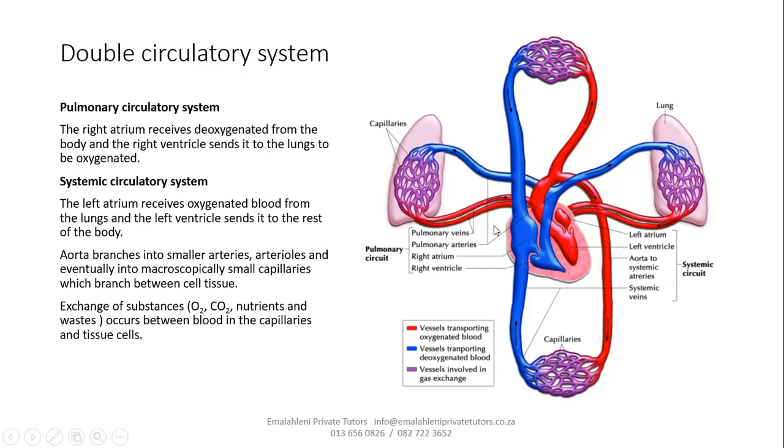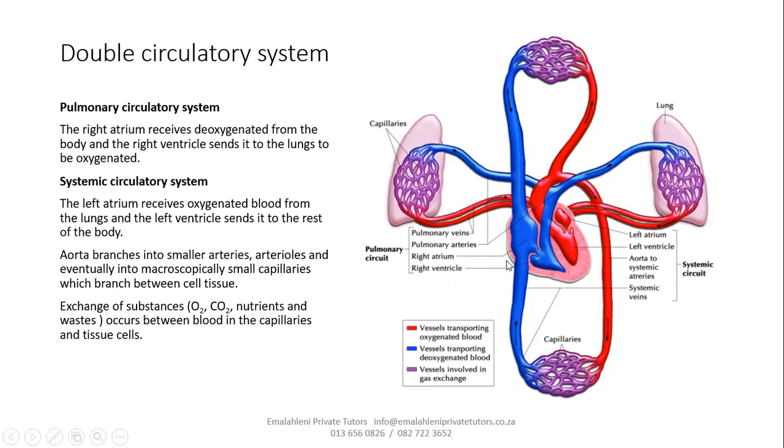From the pulmonary, what is it? We have the pulmonary circuit, which goes through the pulmonary veins and pulmonary artery. The pulmonary veins bring oxygenated blood to the heart, and the pulmonary artery takes deoxygenated blood to the lungs. Then the right atrium pumps the blood to the right ventricle.